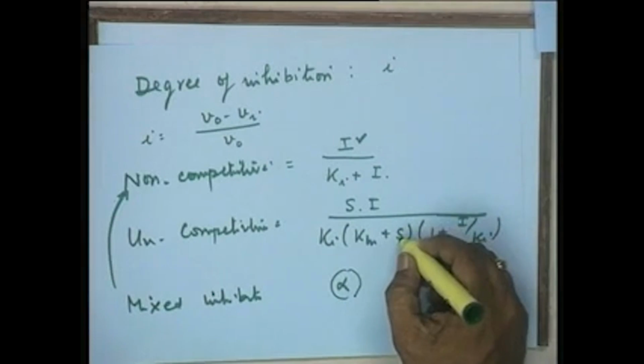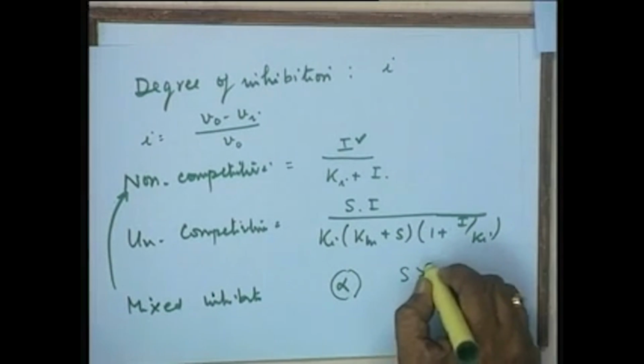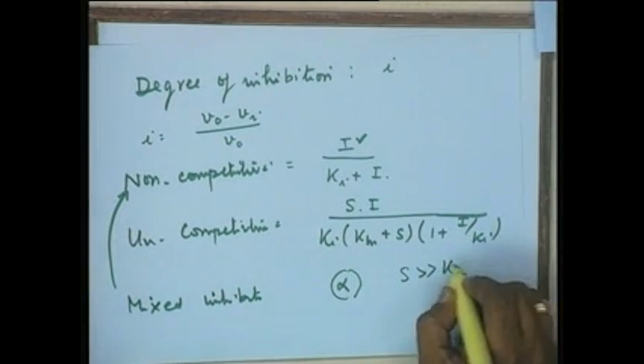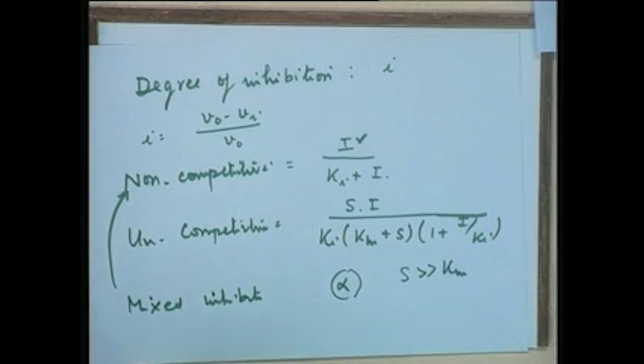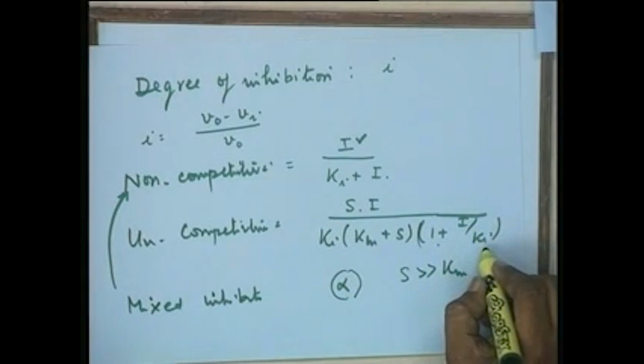So, in the case of uncompetitive inhibition at very high substrate concentrations, what will be the value of the degree of inhibition? At very high substrate concentration, we are talking S is much greater than Km, and we are talking in the zero order enzyme regime, and then the degree of inhibition will be significantly high, because it will reach the limiting value of 1 plus I over Ki. How is it reaching that limiting value, sir? Huh?